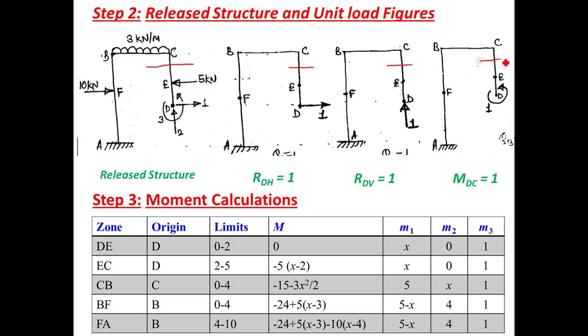Look at all four figures, we are taking section. Distance x is measured from D. So this distance is x. This distance is x. Okay. So like this, mark the distance x in all four figures. Now we have to take the moment of forces which are on the lower part of the section.